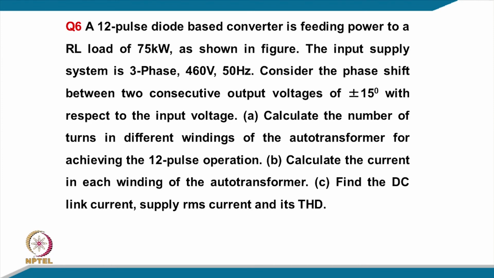Now, coming to example 6, a 12 pulse diode based converter is feeding power to the RL load of 75 kilowatt, and the input supply is 3 phase 460 volt 50 hertz. Consider the phase shift between two consecutive voltages plus minus 15 degree with respect to the input voltage. Calculate the number of turns in different windings of the output transformer achieving 12 pulse operation. Calculate the current in each winding of the output transformer. Find the DC link current, supply RMS current and TAD.